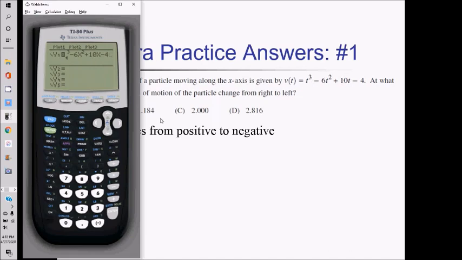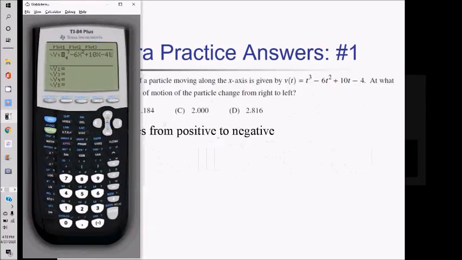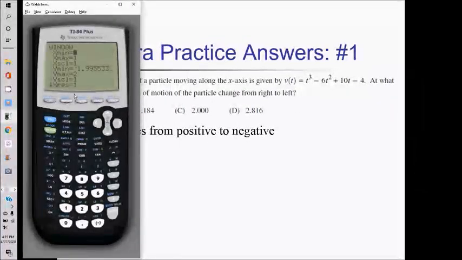And I need a window to graph this in. Seeing as my answer choices are all clustered between, it looks like 0 and 3, if I round off, that's what I'll use for my window. So let me go to Window, 0 for x min, 3 for x max, and then zoom 0, to get a good picture of this. There's my velocity function, and it looks like we're changing positive to negative right about here, near 2. Is it 2, though? I don't know.